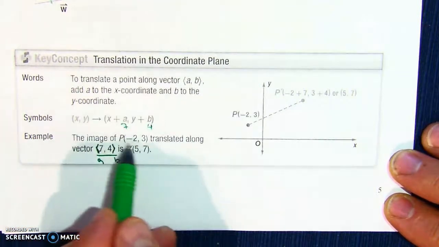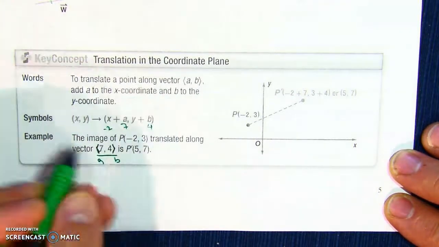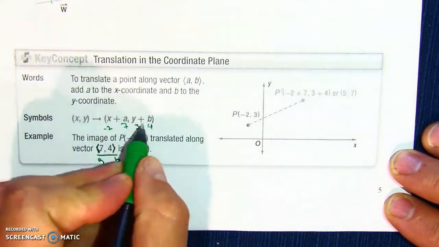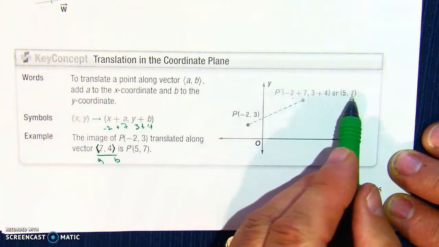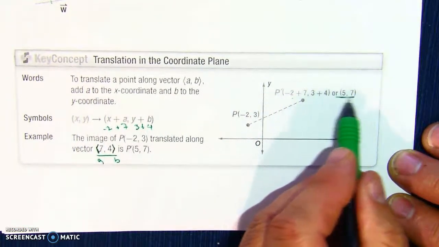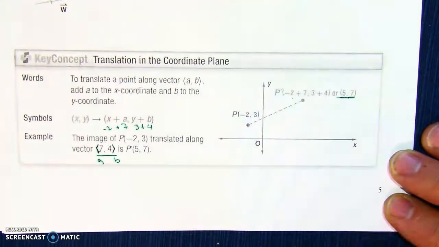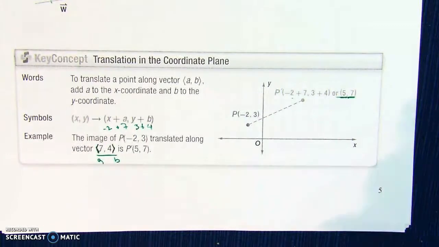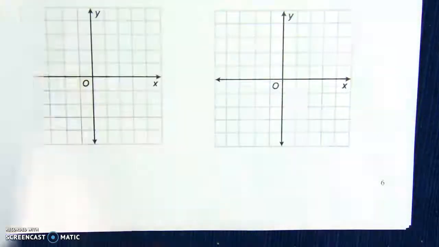And then we're going to add or subtract it to the original P, which would have been negative 2 and 3, as it shows in this example right here. And then our new coordinate point is going to be 5, 7. So pretty simple on that part. Okay, I like these better than the ones up there without having to use a ruler. All right, let's move on to the next page.